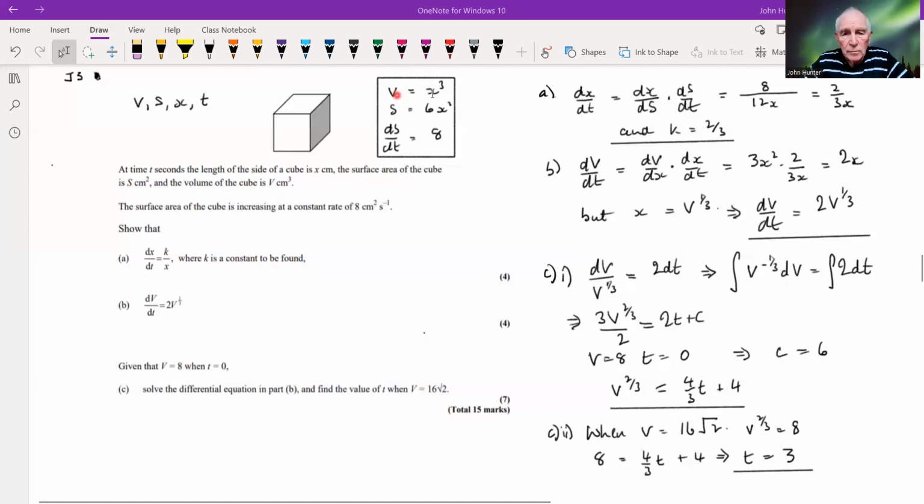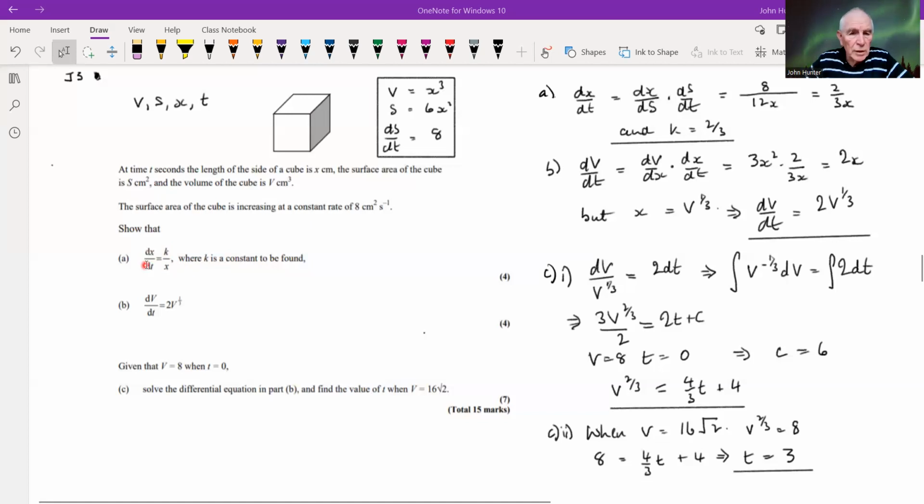Well, we know that the volume is therefore x cubed, the surface area is 6x squared, and we're told that the surface area of the cube is increasing at a constant rate of 8 square centimeters per second. So ds/dt equals 8. So we've got a bit of a connection between all these different variables, as we can see. And it says show that dx/dt equals k over x, where k is a constant to be found.